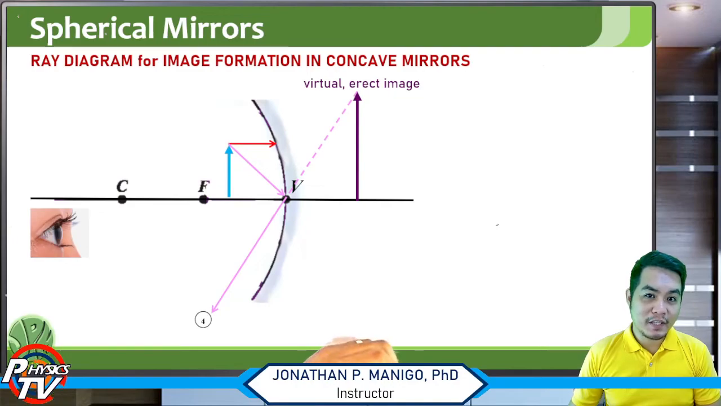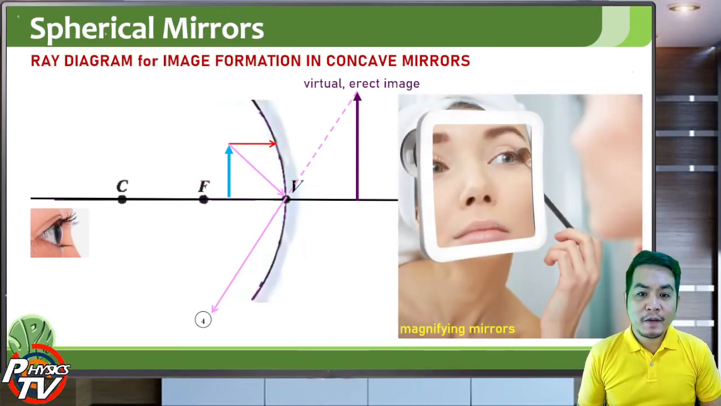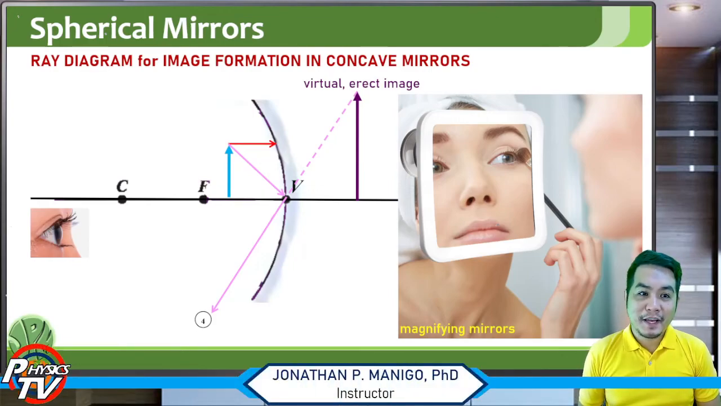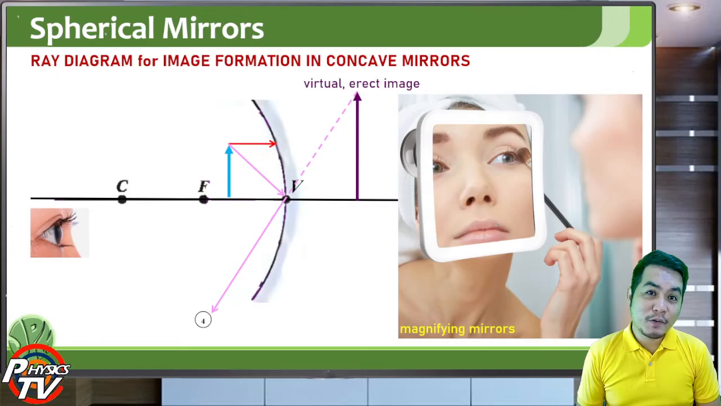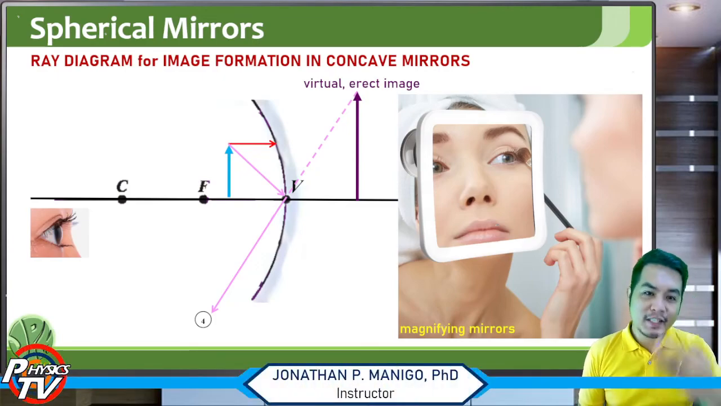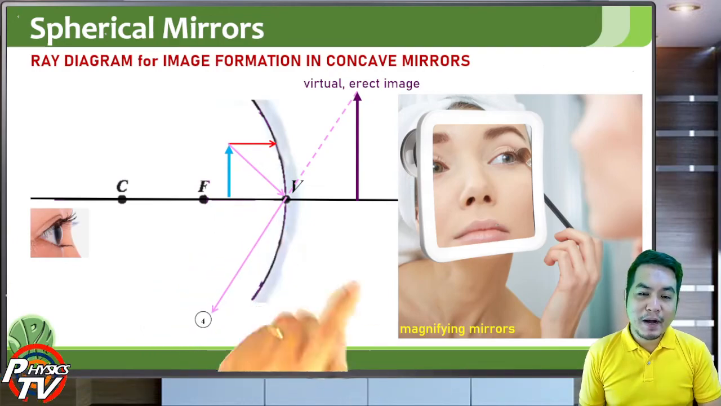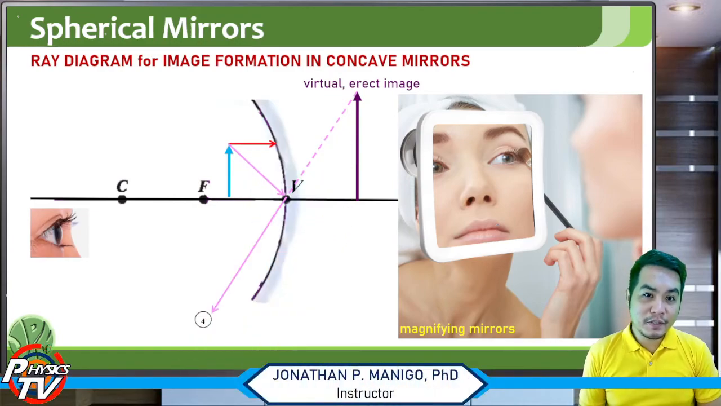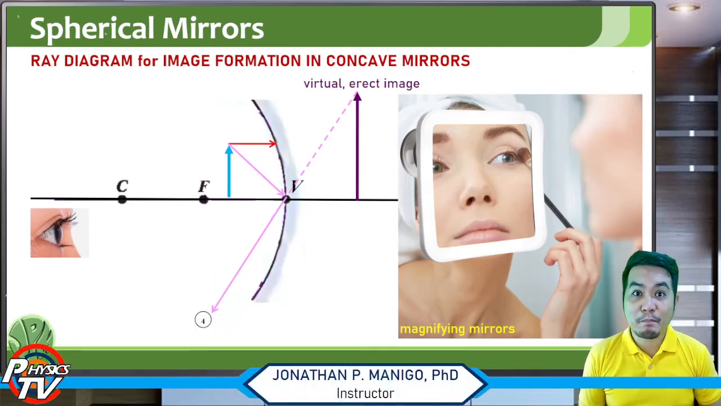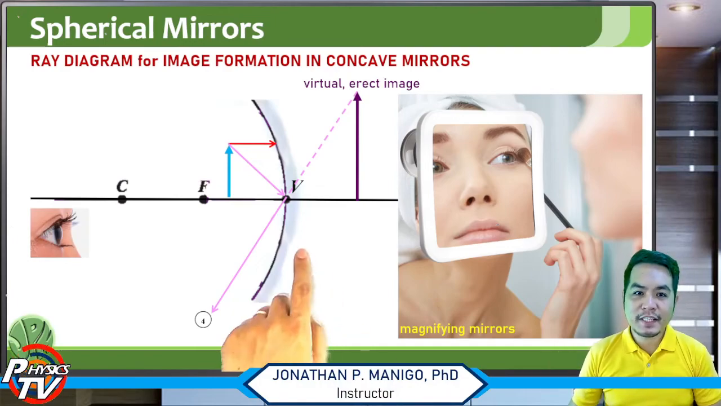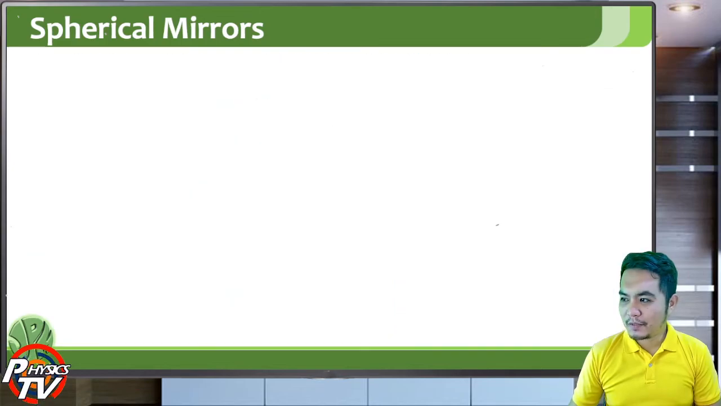And this is the technology behind magnifying mirrors. So I'm sure most of you girls have a magnifying mirror for your makeup. What you're using there is actually a concave or converging mirror, and the object, your face, is between the focal point and the vertex of that mirror. And what you will see is a magnified, larger image, larger than the object, and it's erect, the same orientation, but it's a virtual image. So that's one application of concave mirrors.